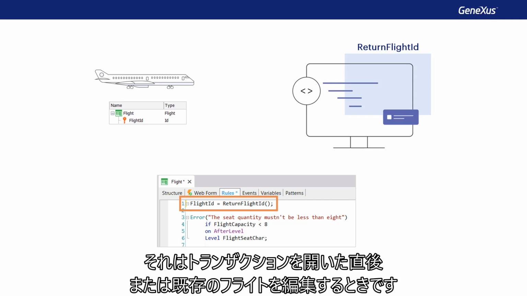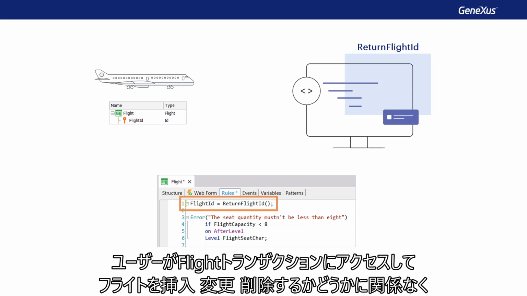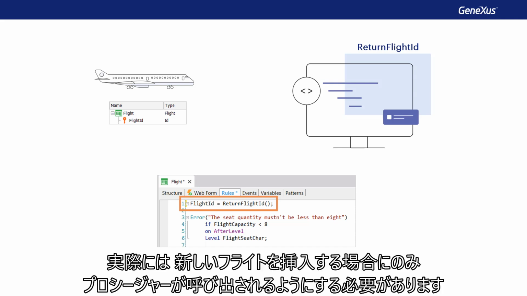As soon as you open the transaction or want to edit a pre-existing flight. We do not condition the triggering of the rule to the mode, so it'll be executed regardless if the user is accessing the flight transaction to insert, modify, or delete a flight, when in fact, we want the procedure to be invoked only if we're inserting a new flight.